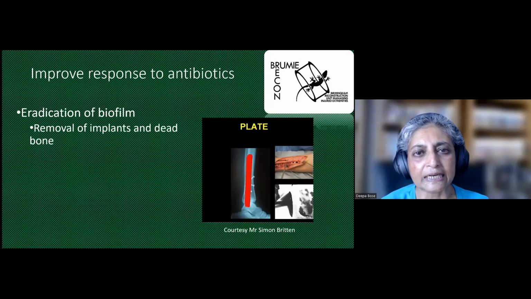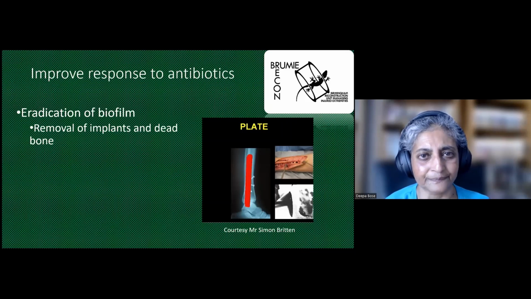And if you look at the picture on the right-hand side of the screen, what it's showing you is the footprint of a plate. So the footprint is the bit of bone that's been covered by the implant. And you can see that if you have a plate, you have to be fairly radical in removing any part of the bone that was in contact with the undersurface of the plate.